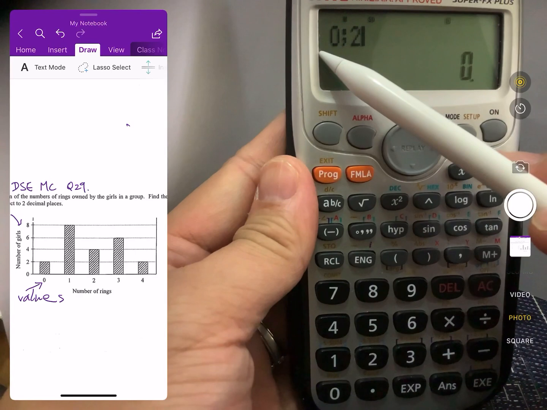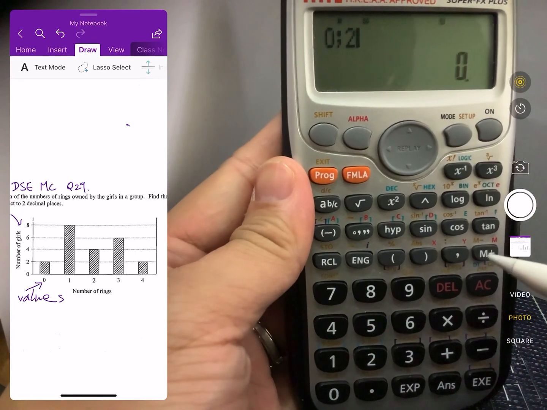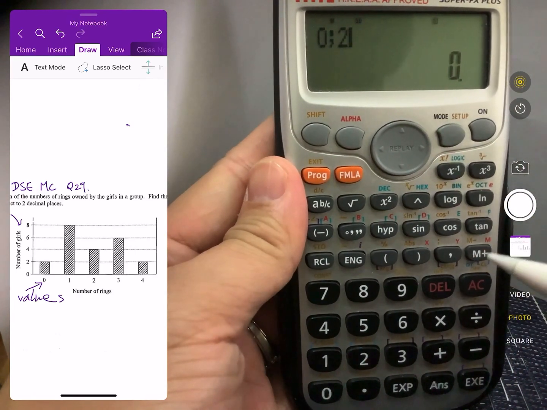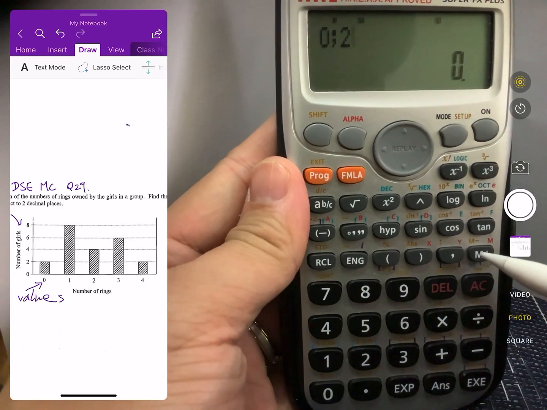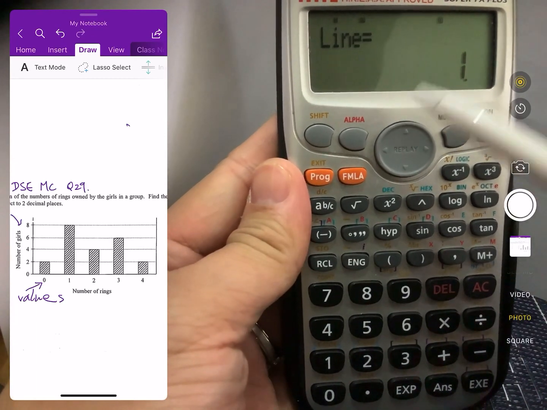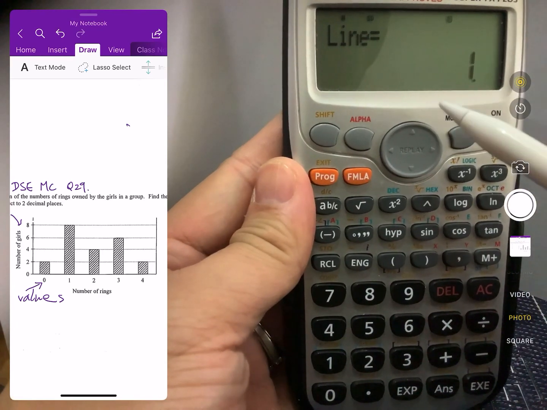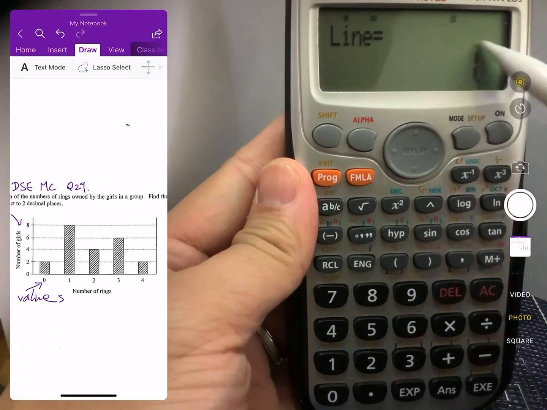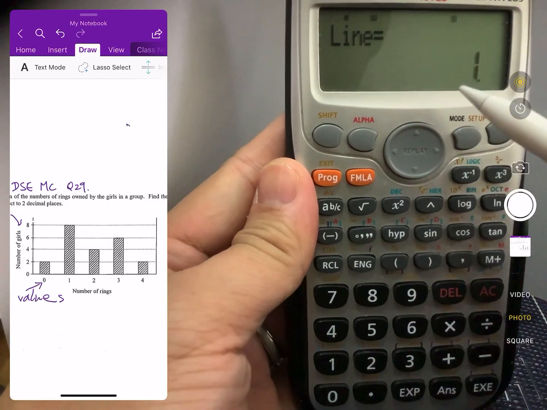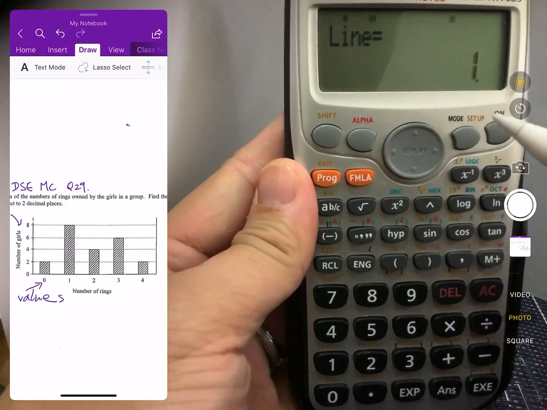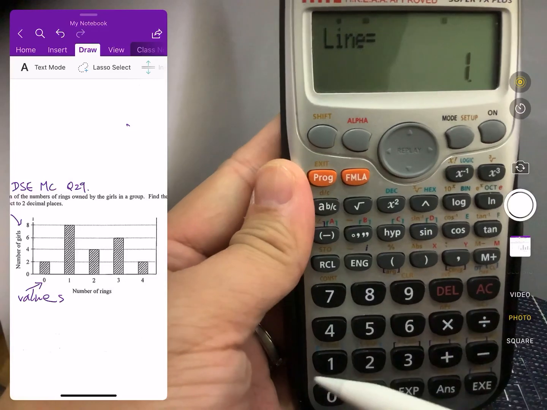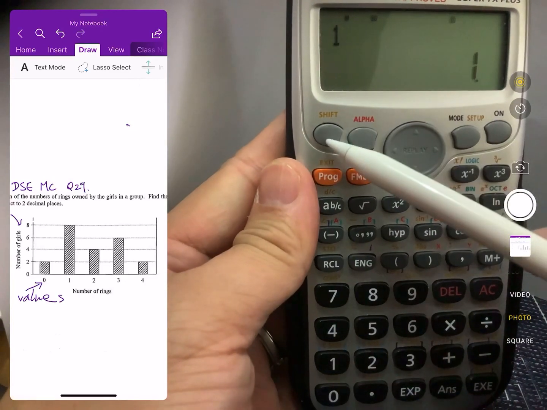We need to input the data into the calculator by using the M plus button. Press it. Line equals 1 means you have input the data once. It doesn't mean there is only one data point. There are actually two data points there. This is the number of times that you have input the data. So we keep going.